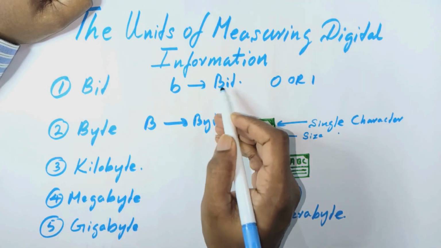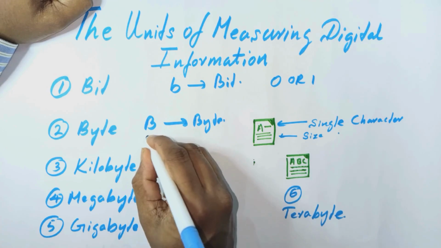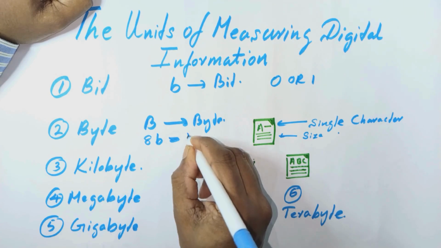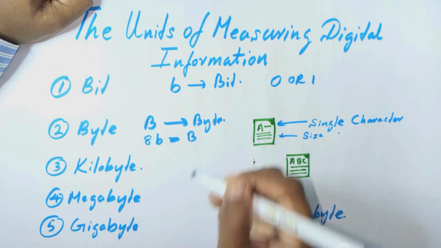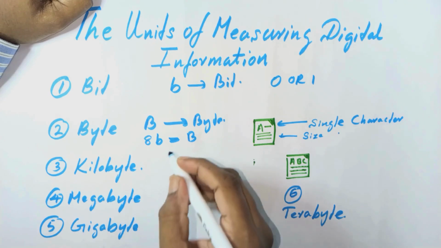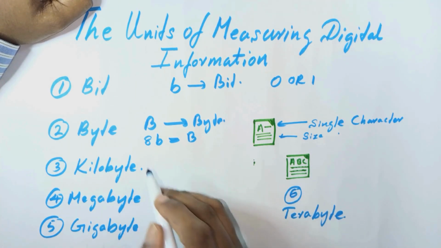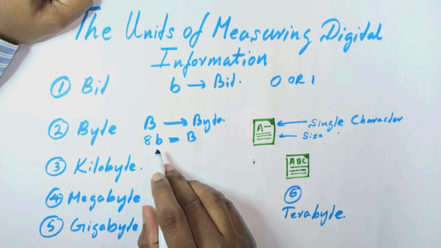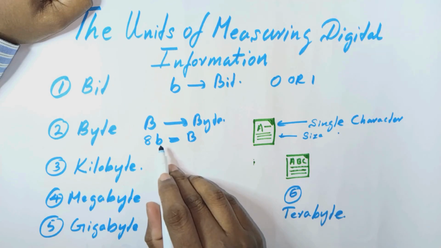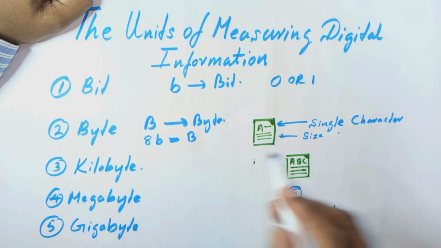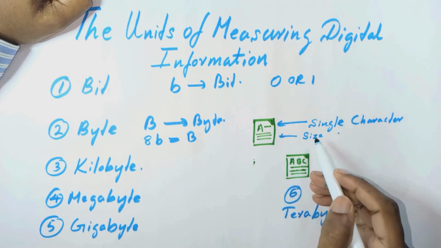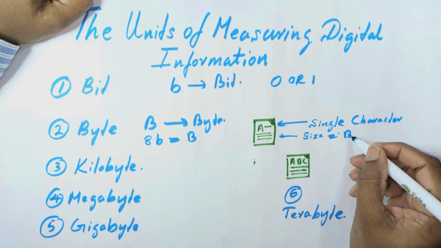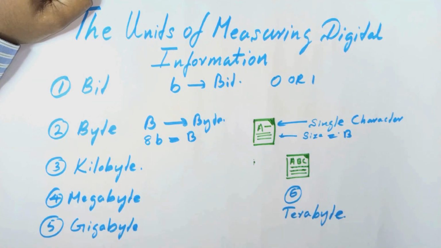8 bits are equal to 1 byte. In other words, a byte is a collection of 8 bits. And also, a byte contains enough space to store a single character in a text file. The size would be a byte, 1 byte.